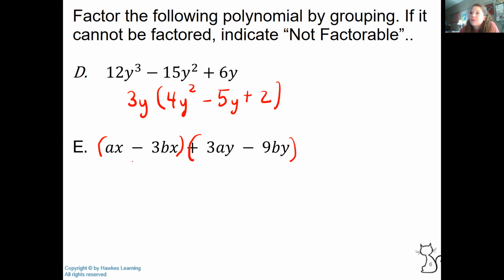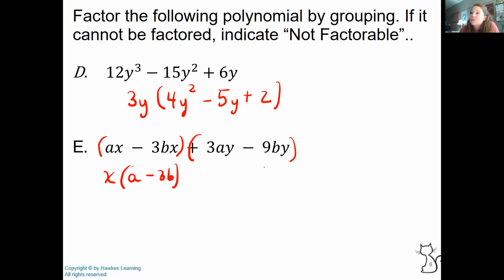So the common factor of these first 2 terms is an x. So I'm going to bring out an x. Ax divided by x is just a. Negative 3bx, take out the x, I get minus 3b.